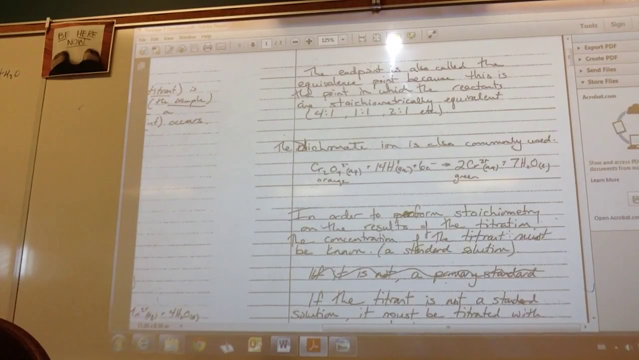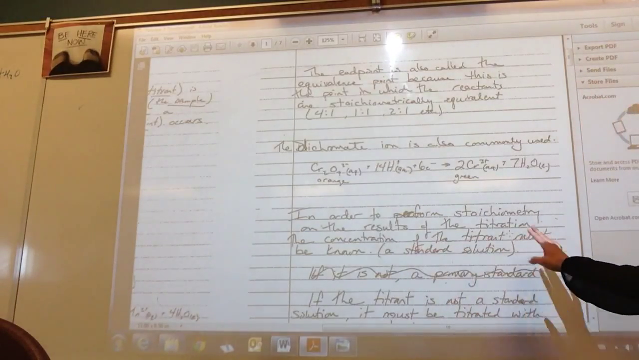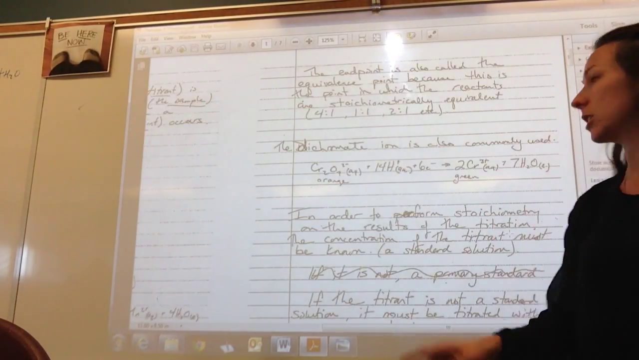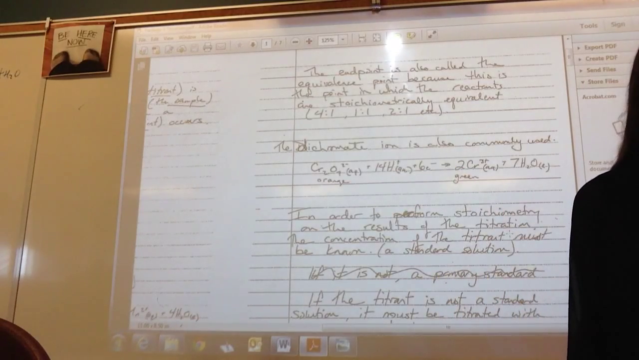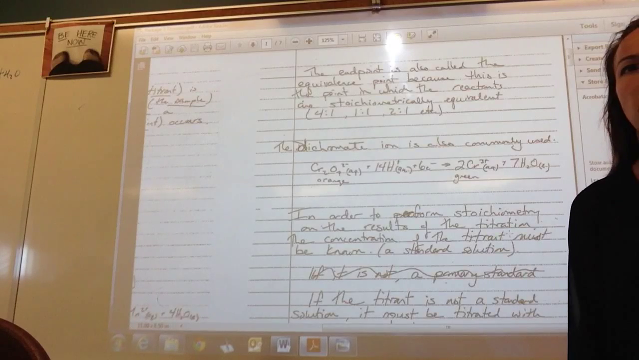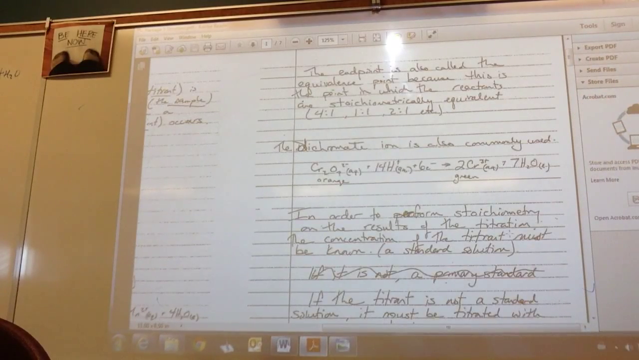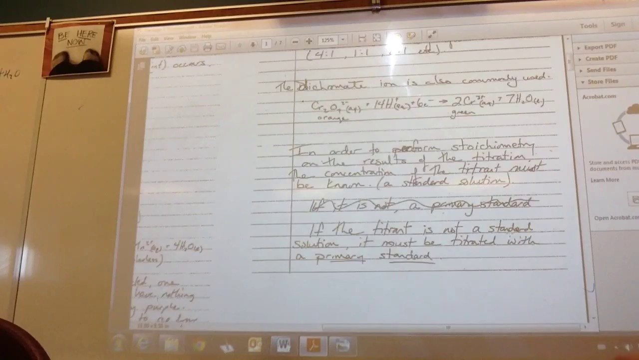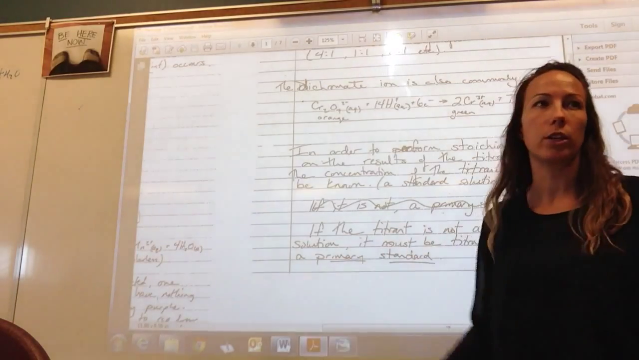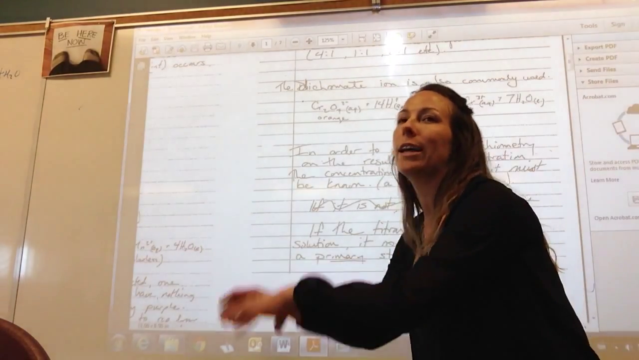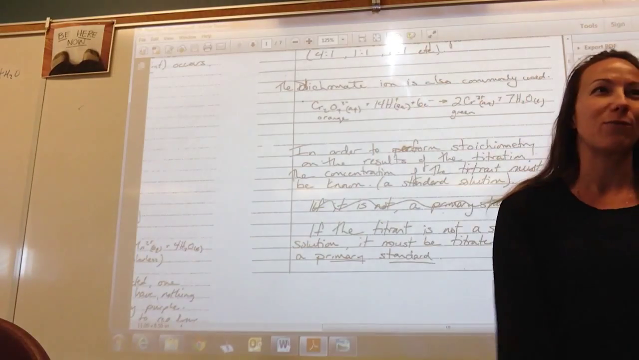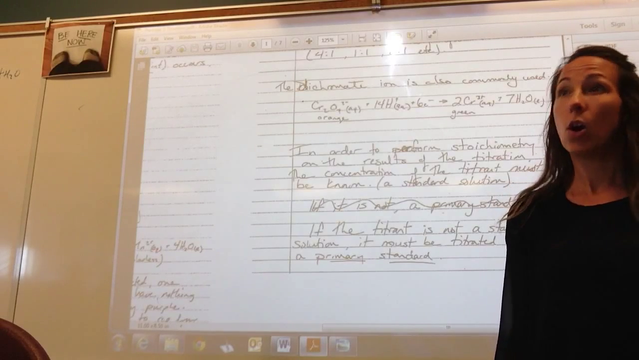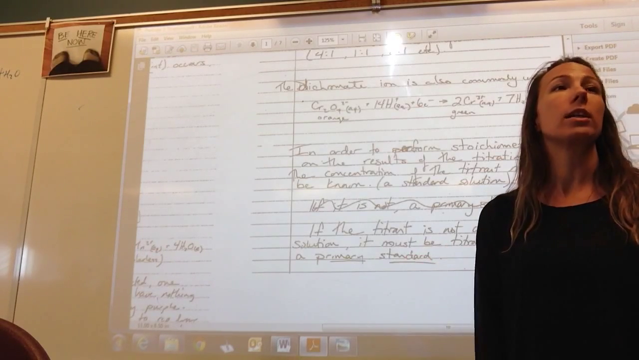Okay? In order to perform stoichiometry, the results of the titration of the concentrated titrant must be known. So what you've got in your burette has to be a standard solution. You have to know its concentration. So what's a standard solution? You know its concentration. Good annotating out there. Well done. And if it's not a standard solution, if you don't know its concentration, you have to do a titration on it in order to get it standardized, in order to do your titration that you want to do. Or sometimes to standardize it to more decimal points.